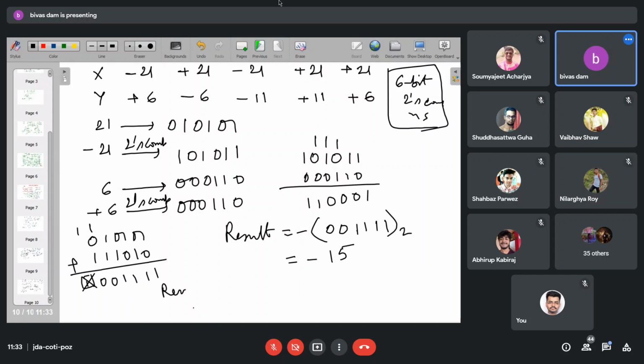So the result is this. Here I have to check the sign bit first. What is that? 0. So the result is positive and the magnitude is directly obtained. Okay. Any doubt till this point? No, sir.